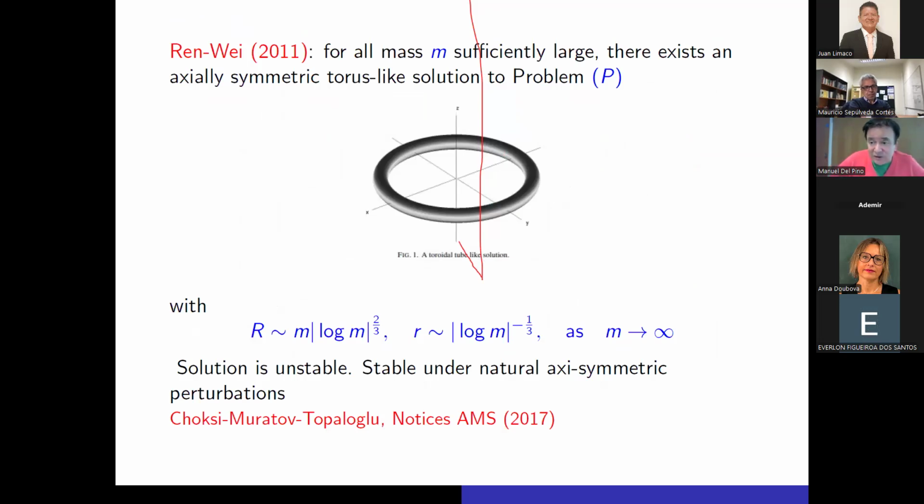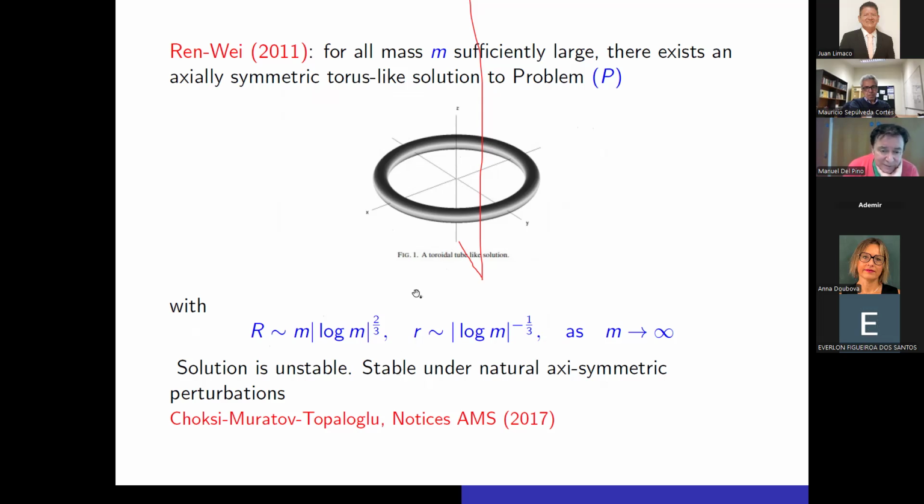Concerning a rigorous result, in 2011, Ren and Wei established the following: if you consider a sufficiently large mass, then there exists an axially symmetric torus-like solution, exactly axially symmetric, that looks like this. So this is not an exact torus, but however, it is axially symmetric. They were able to find a torus-like solution with a section that is not an exact circle, but it's close to being a circle.